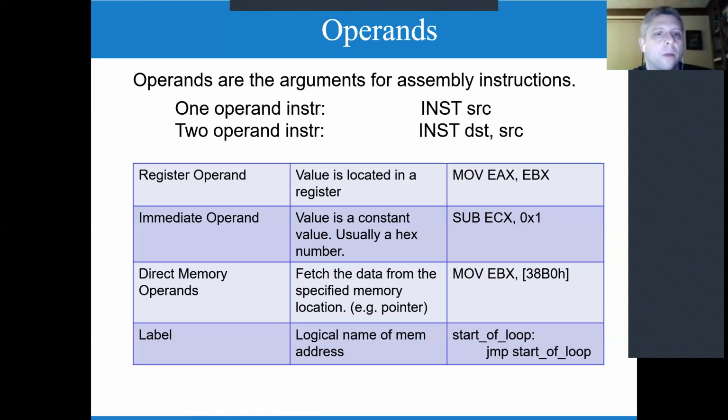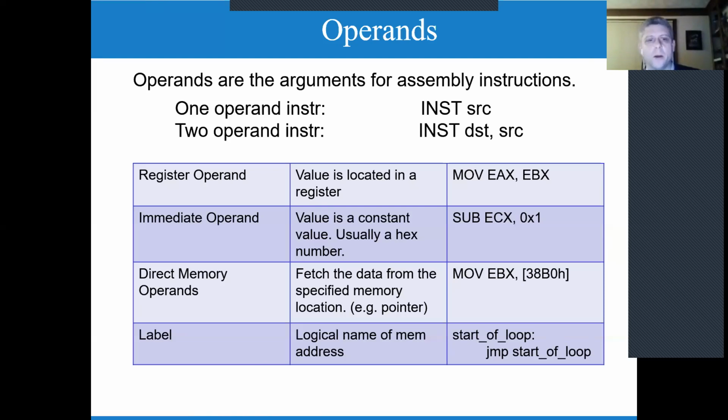Hopefully that makes sense. With AT&T syntax, it's reversed. It usually goes source and then destination. With Intel, it's almost always going to be destination and then source, which seems counterintuitive, but it actually helps me think about the assembler a little bit better.